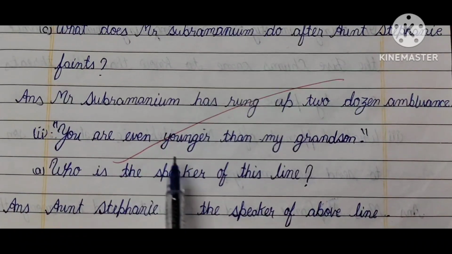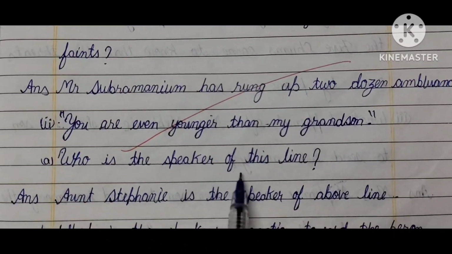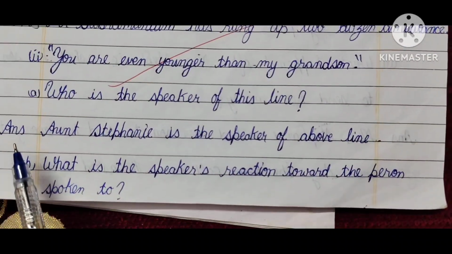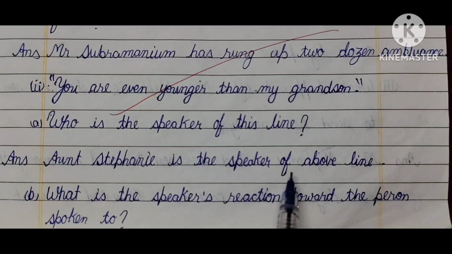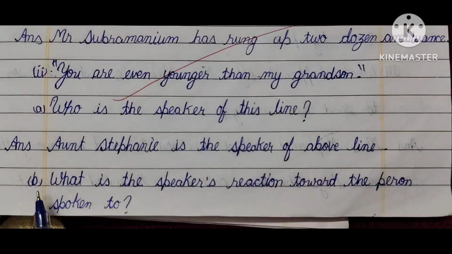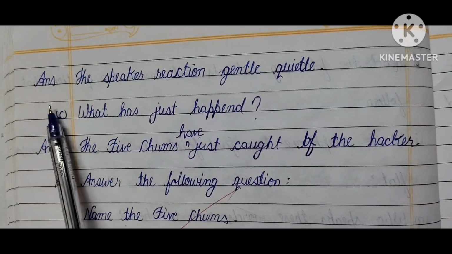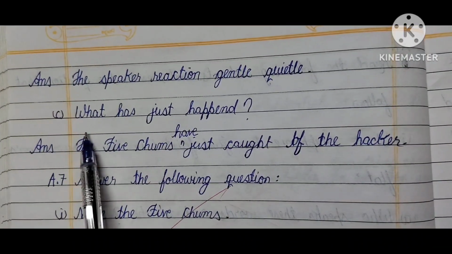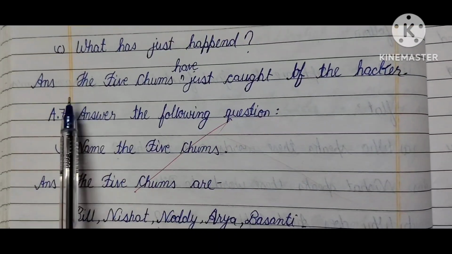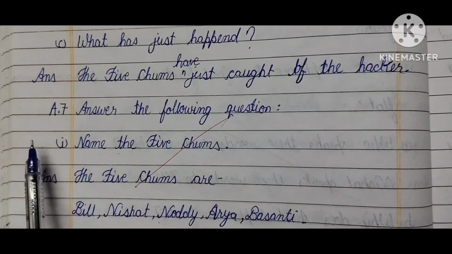Second, "You are even younger than my grandson." A. Who is the speaker of this line? Answer. Aunt Stephanie is the speaker of the above line. B. What is the speaker's reaction toward the person spoken to? Answer. The speaker reacts gently, quietly. C. What has just happened? Answer. The 5 chums have just got their haircut.